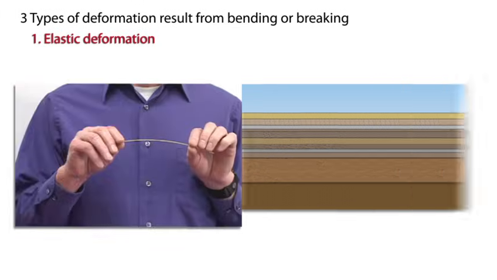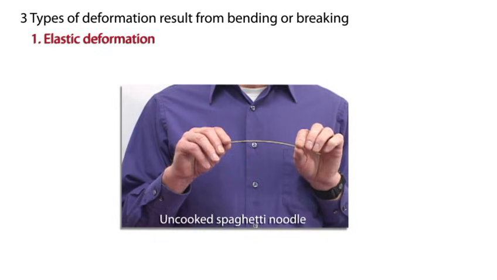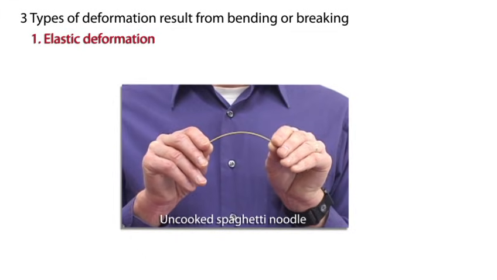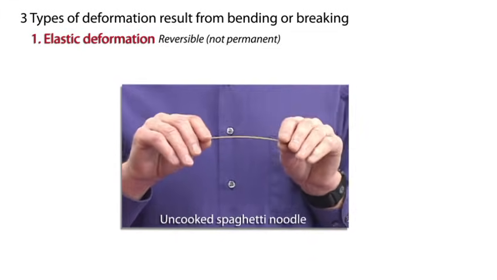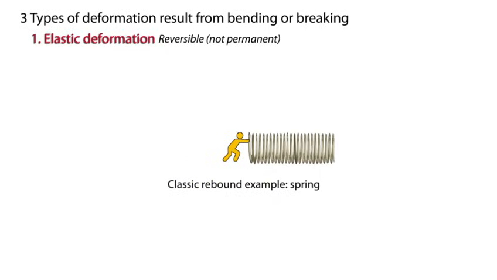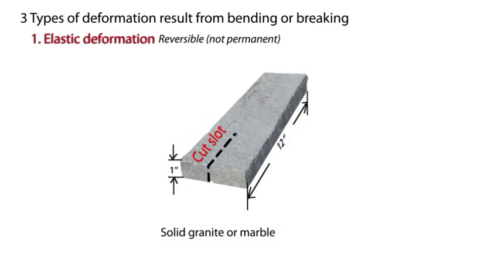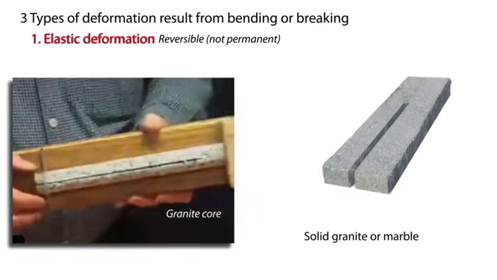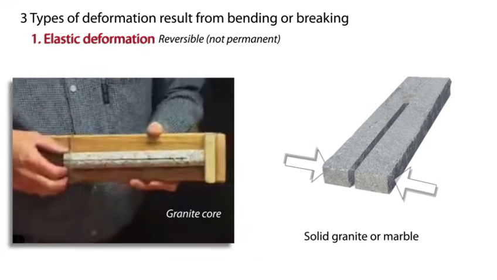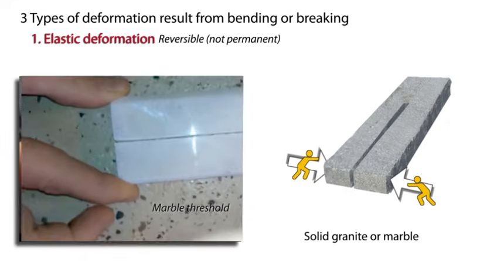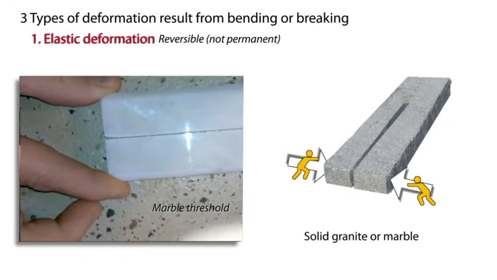We'll use a strand of uncooked spaghetti. You can deform the spaghetti by applying a compressive force to both ends. When the force is removed, the spaghetti returns to its original shape, a process called elastic rebound. We can also demonstrate that solid rock can deform elastically by using a split piece of granite or marble. If I squeeze this, I can actually squeeze the sides of this rock together, and when I let go, it comes back again. Rocks are elastic.